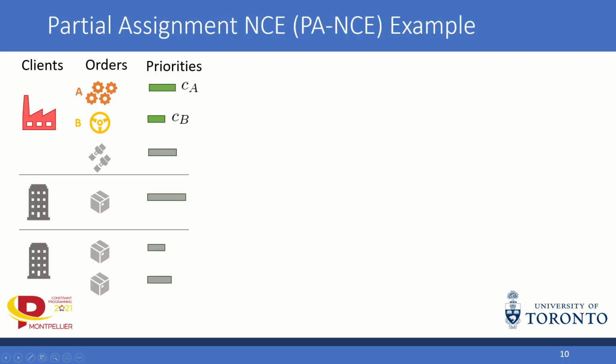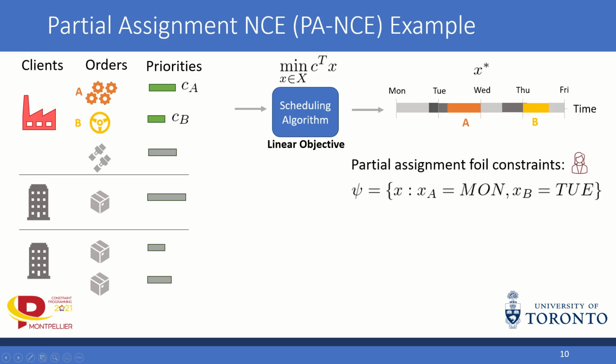So now let's define the special type of explanation problem we've been talking about, and we'll call this a partial assignment nearest counterfactual explanation. We'll start with an example and go back to our clients placing orders with each order having some objective priority. Our first requirement is that in their contrastive question, the users specify a set of partial assignments. So for example, if the x's are delivery times, this might look something like xa equals Monday and xb equals Tuesday.